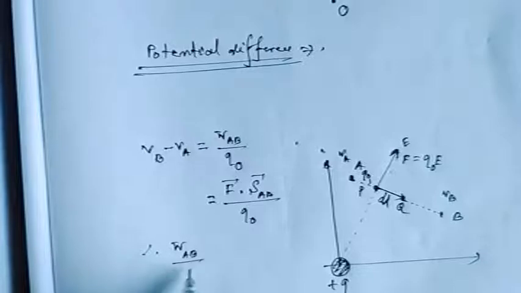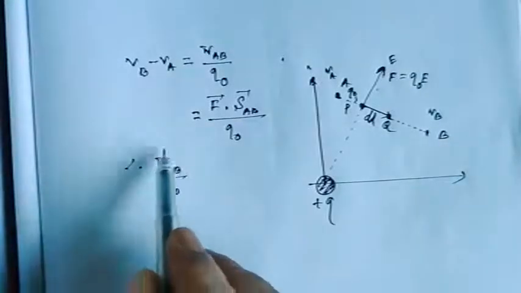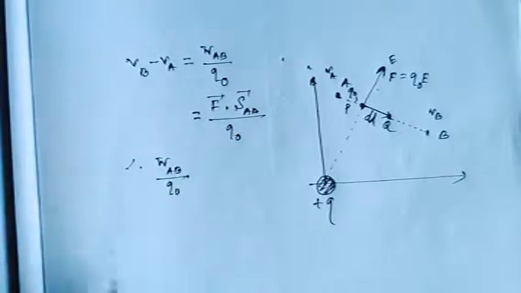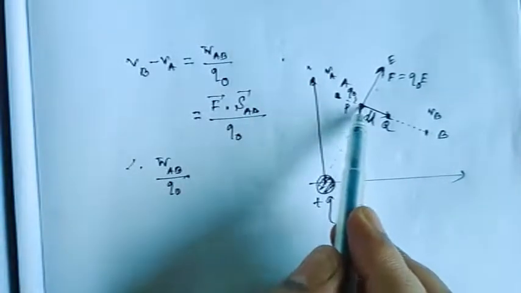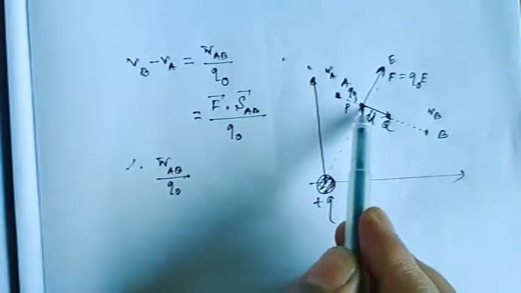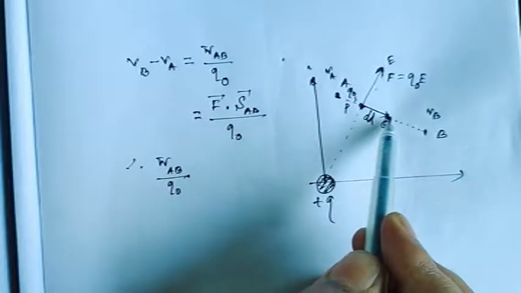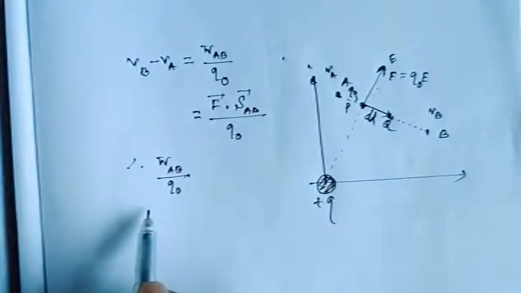WAB by q naught. We want to find out these things, WAB by q naught. So to find out this WAB by q naught, we have to consider a small area length. Let us assume this PQ length as a dl. Therefore, work done to bring this q naught charge from point P to point Q is nothing but dw.